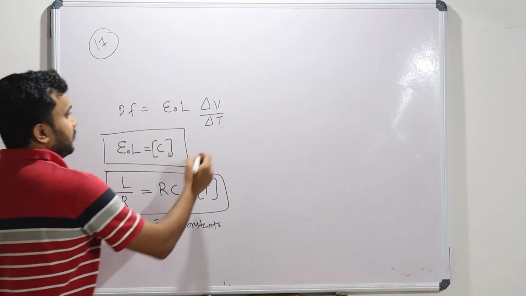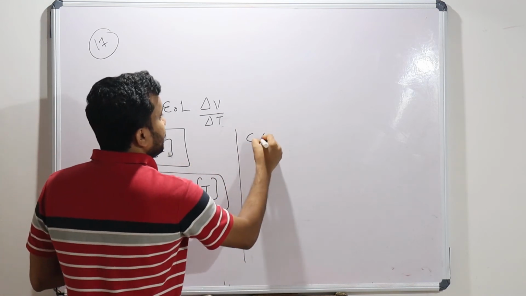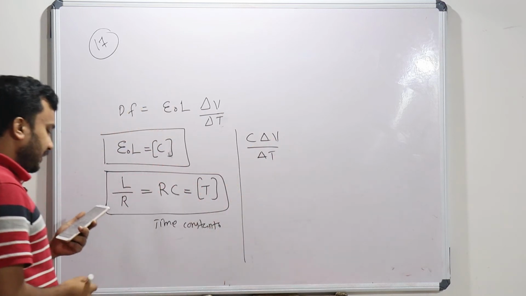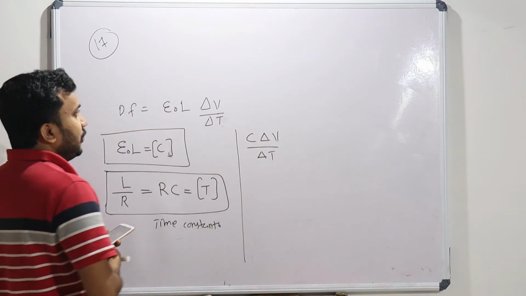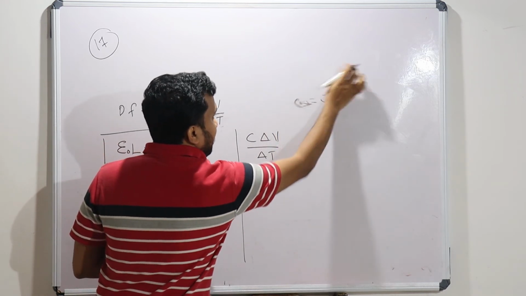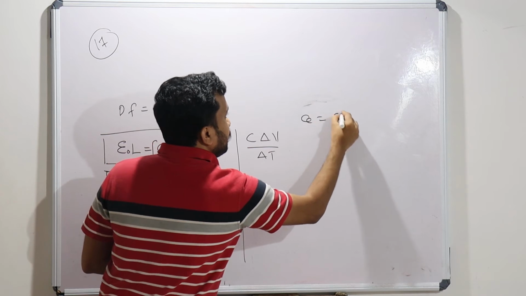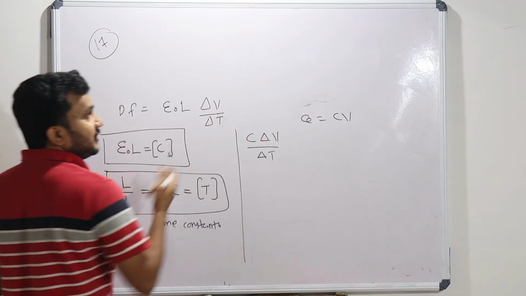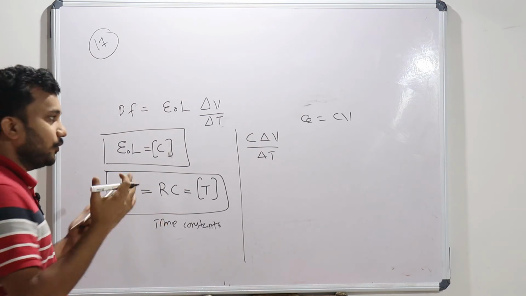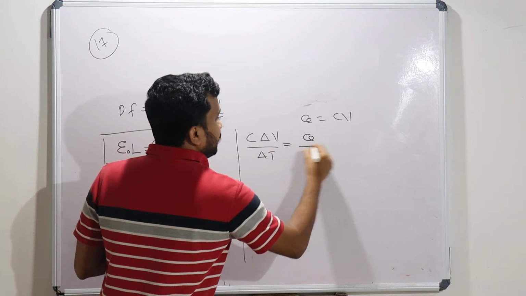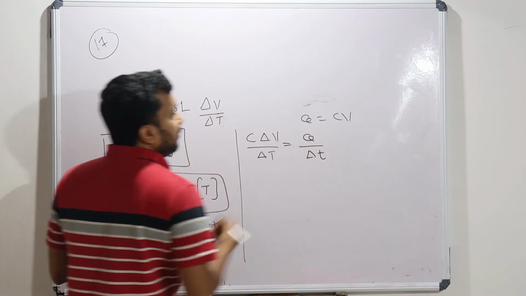So we substitute here: I equal to C into delta V divided by delta T. Delta V is called voltage. I told you one formula in the last topic also, which is Q equal to CV, capacitance into voltage. This is also capacitance into voltage difference. Capacitance into voltage difference will have the same dimension formula of charge. What is charge divided by time?